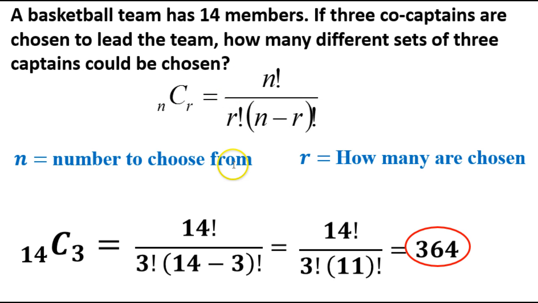N is the number to choose from, and r is the number that are actually chosen. Whenever I read this one off, I always go 14, choose 3. There are 14 members, and I'm going to choose 3 of them. 14, choose 3. That's what the C stands for. I can think of it that way, see if that helps at all.